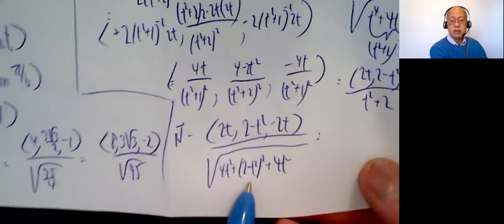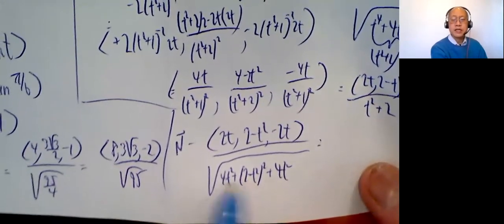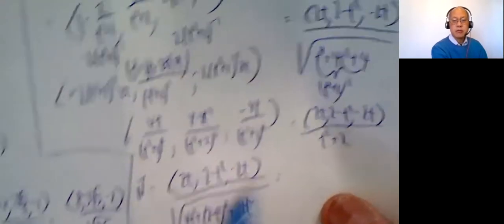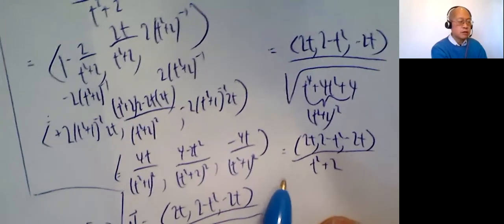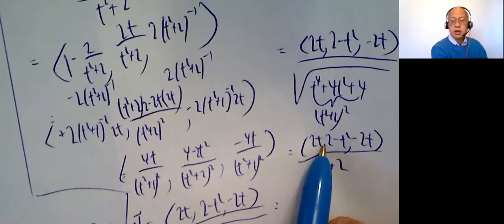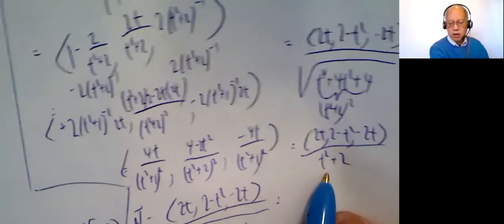Okay, a little bit of algebra. This is t to the 4th minus 4t squared plus 8t squared. So it becomes plus 4t squared plus 4. And this factors into t squared plus 2 squared. So final answer is 2t, 2 minus t squared, negative 2t over t squared plus 2 quantity squared.